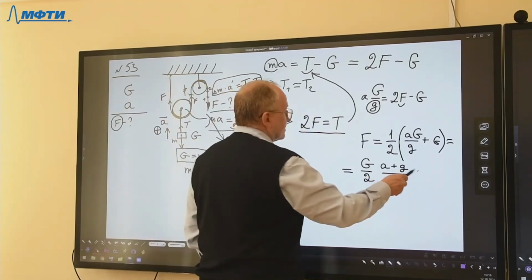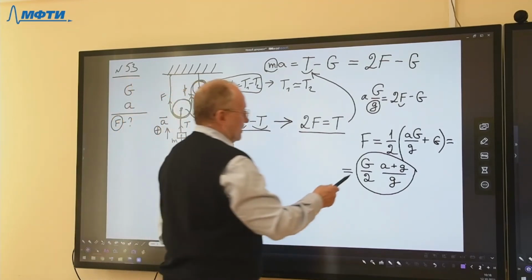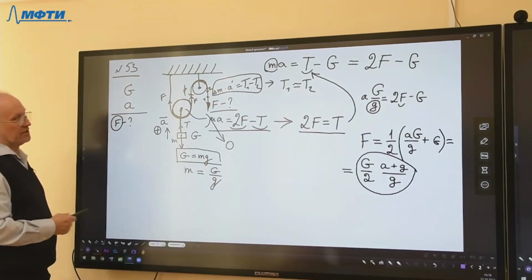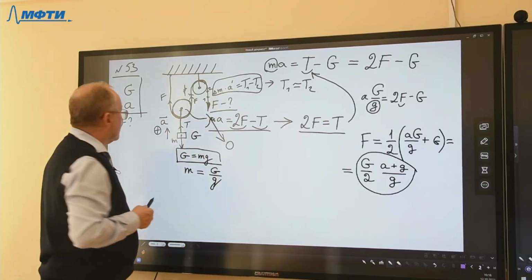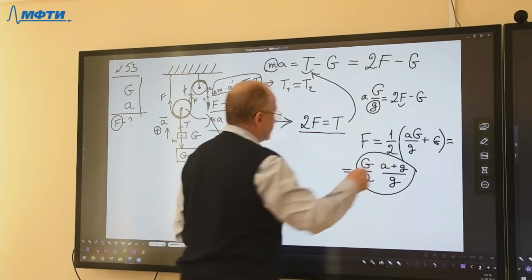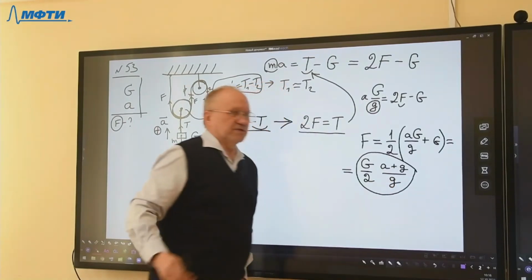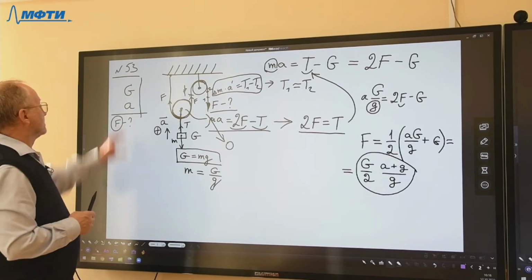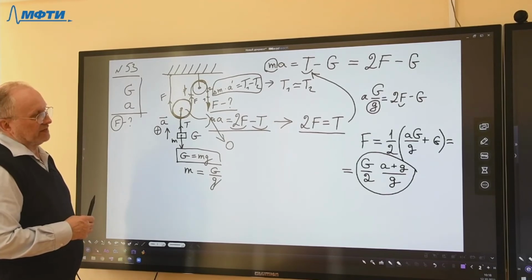Why do we know that this is the final answer? The first indication is that every quantity in this formula is given and is known. It's given in the statement of the problem. Everything is given: the weight of the body G, the acceleration A with which the body moves upward, and the acceleration of free fall certainly is known. So this formula contains only the quantities given in the problem. So it may be considered as a final answer.